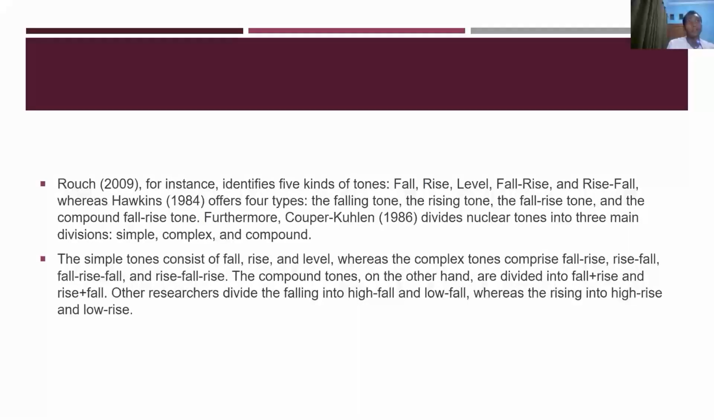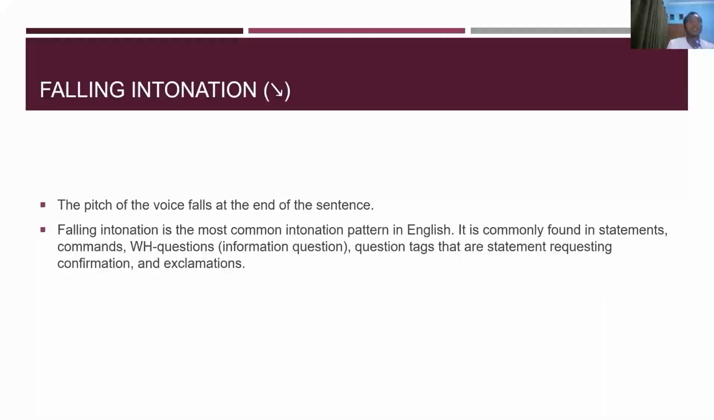And here we're going to go by Hawkins' 4 types of tones or intonation. The first one is falling intonation. Falling intonation is when the pitch of the voice falls at the end of the sentence. Falling intonation is the most common intonation pattern in English. It is commonly found in statements, commands, WH questions or information questions, question tags that are statements requesting confirmation, and exclamations.